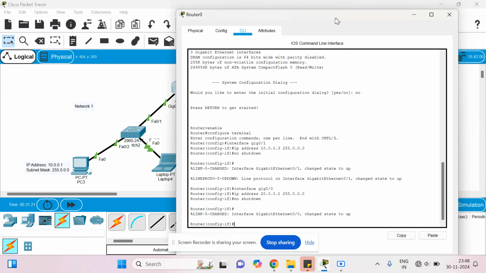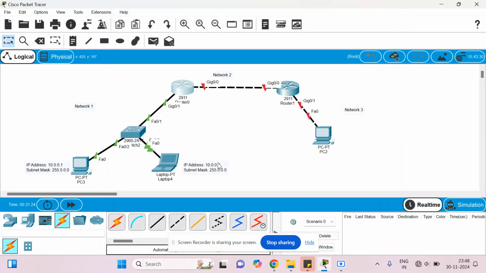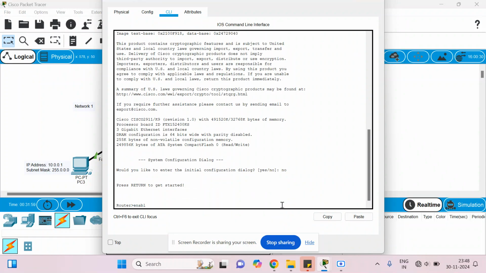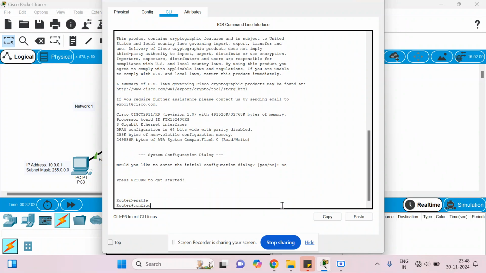All right, so we will close this window of the first router. This gig 0/0 is still red. It will only turn green when we configure the interface of the second router, gig 0/0, because gig 0/0 of the second router is connected to gig 0/0 of the first router. So I open the second router. Similar way, CLI interface. Here, would you like to enter the initial configuration? No, we have to do a fresh configuration. So enable it first, configure terminal.